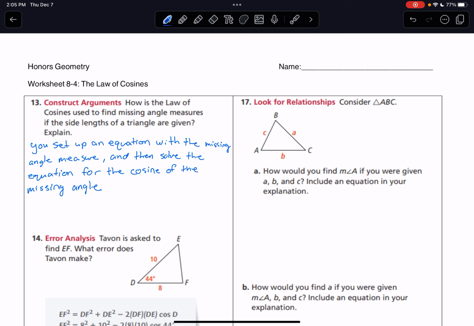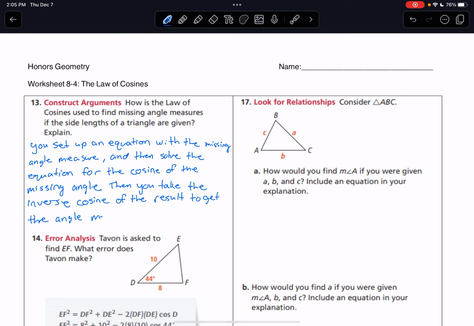Then, once we have the cosine of the angle, the cosine of x equals blank, we have to take the inverse cosine of the result to get the angle measure. And there you have it. Oops, should be a period, not a comma. All right, let's keep going.